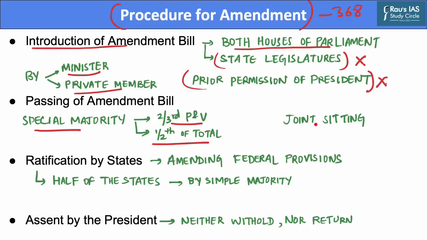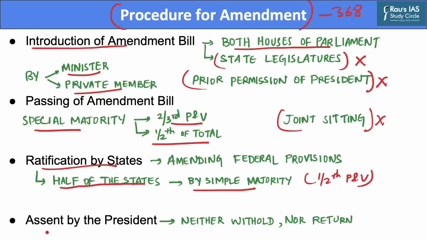Each house must pass the bill separately. In case of disagreement between the two houses, there is no provision of holding a joint sitting of the two houses for the purpose of deliberation and passage of the bill. If the bill seeks to amend the federal provisions of the Constitution, it must also be ratified by the state legislatures, that is, half of the states by a simple majority, that is, the majority of members present and voting. The President must give assent to the bill. He can neither withhold nor return the bill for reconsideration of the Parliament. Only after the President's assent, the bill becomes an act.